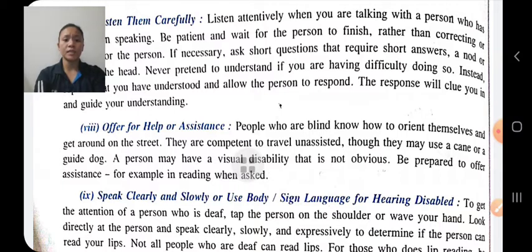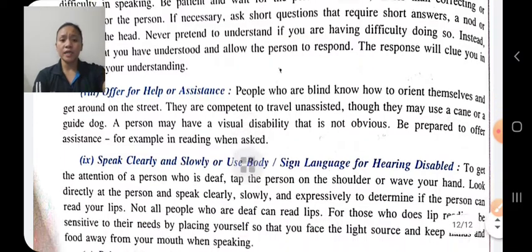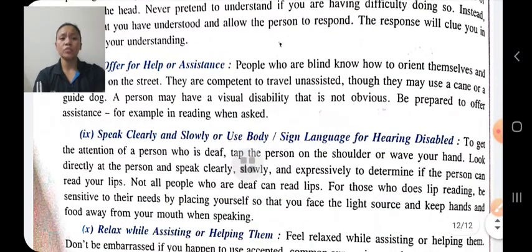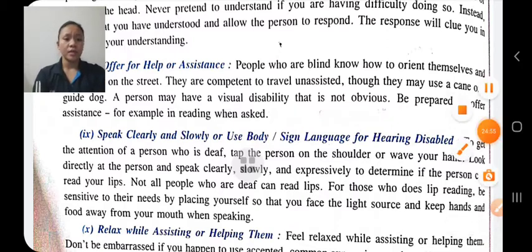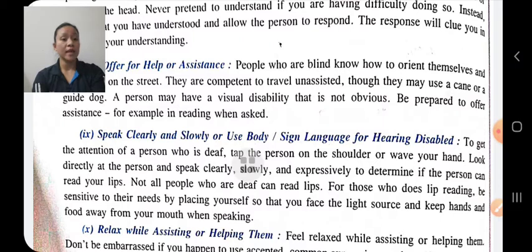For example, in readings, when asked, speak clearly and slowly, or use body or sign language for persons who have hearing disabilities. Speak slowly. Speak clearly and slowly so that he understands what you are saying, or use sign language.